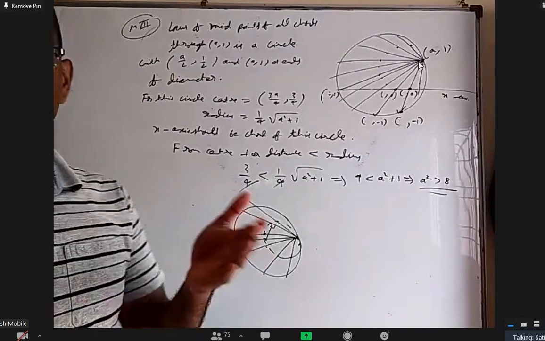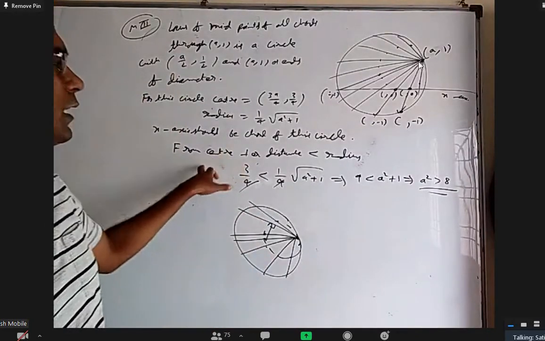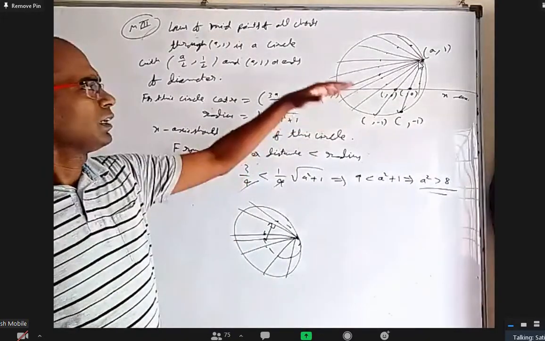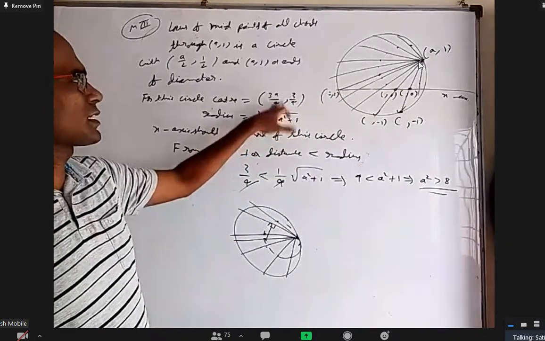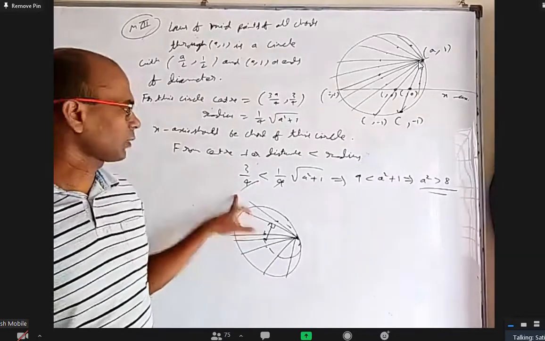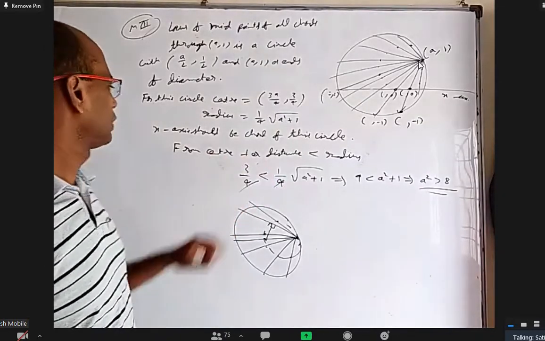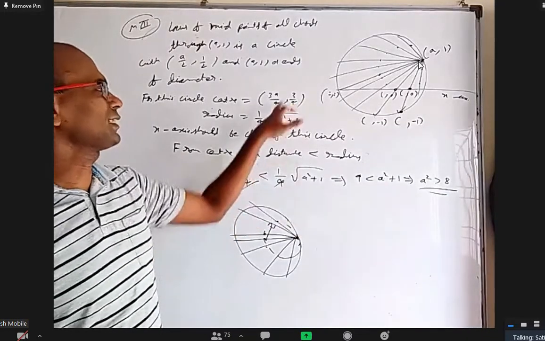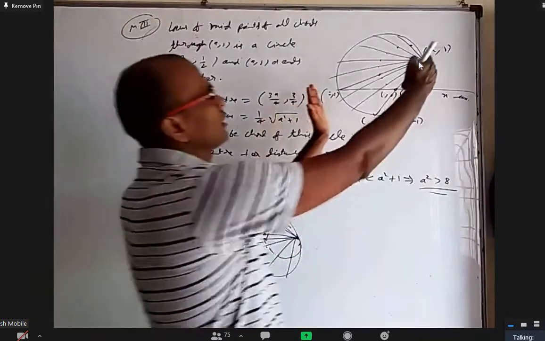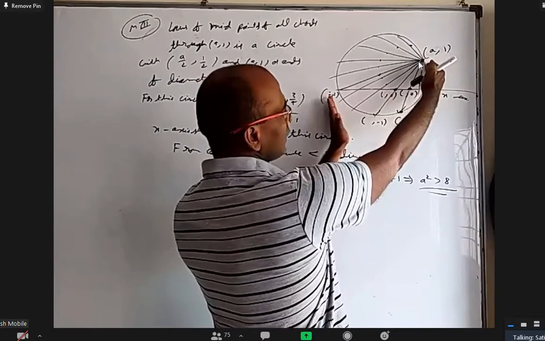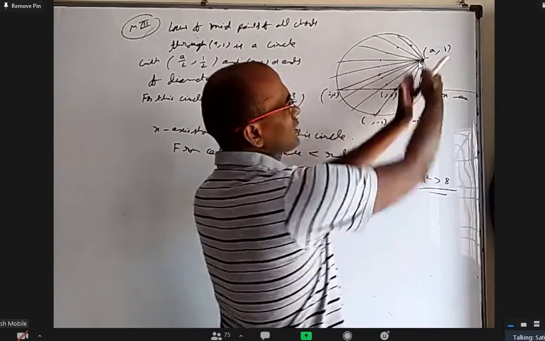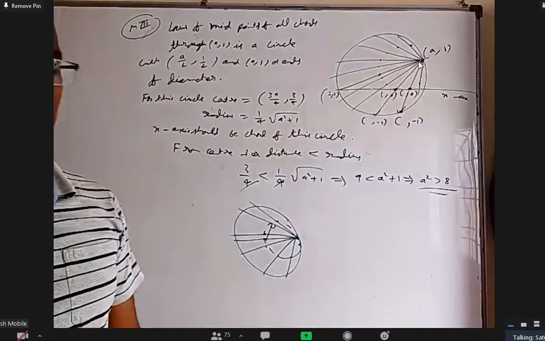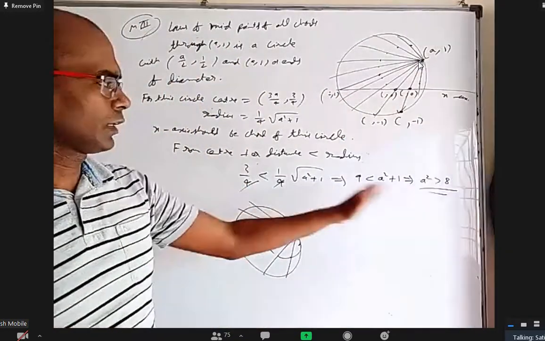For a circle, if you want a line to be a chord, the perpendicular distance from the center should be less than the radius. So from any point to x-axis, what is the distance? The y coordinate. That is 3 by 4. The perpendicular distance from the center to x-axis should be less than the radius. And what is the radius? Take this length, half of that is the radius. So 1/4 of the distance from here to here is the radius of the new circle. So we get this condition.